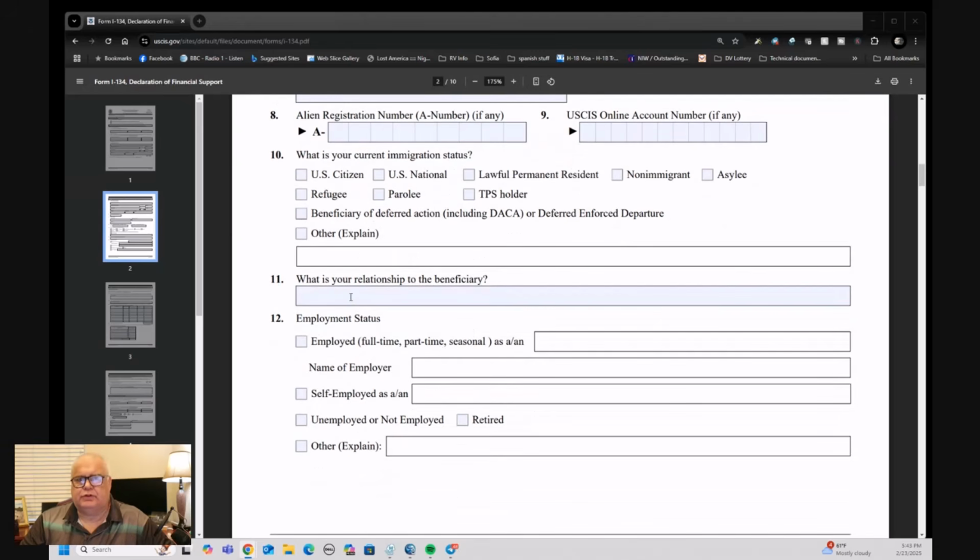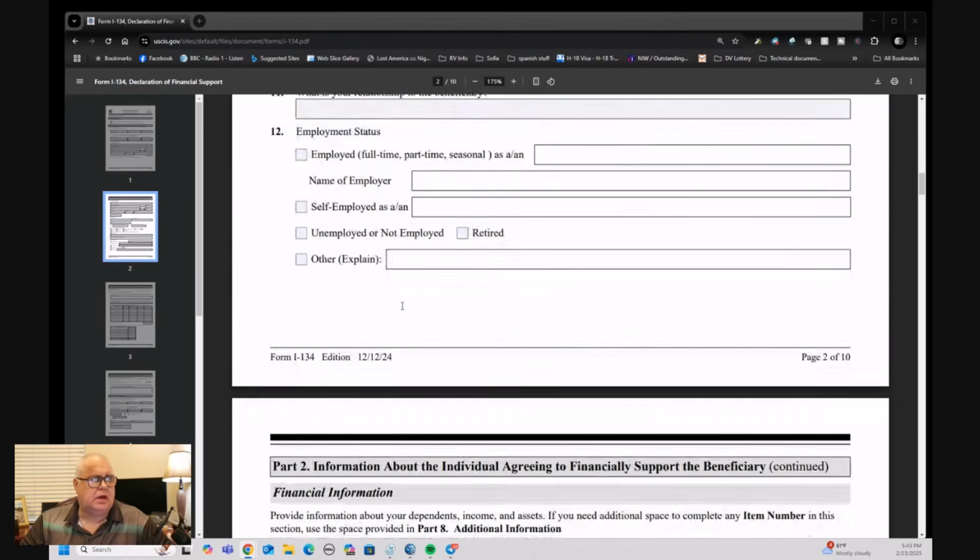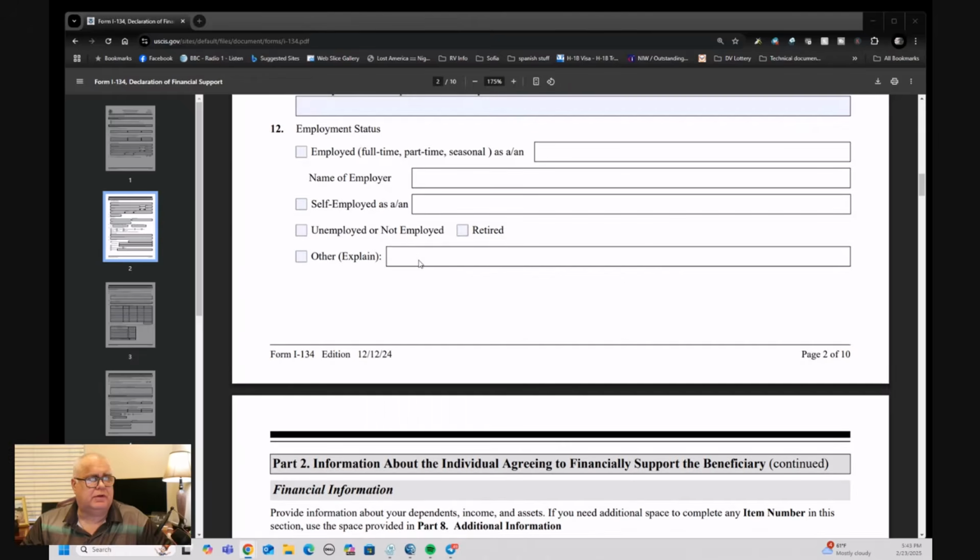What is your relationship to the beneficiary? It could be brother, brother-in-law, sister, sister-in-law, cousin. It could be friend, friend of a friend even. But in that case, I would just say friend, right? So you put in your relationship. Very simple. Your employment status. Are you employed? Are you self-employed? Put in your employment status there. It's a very simple form, actually. So glad to see this form.